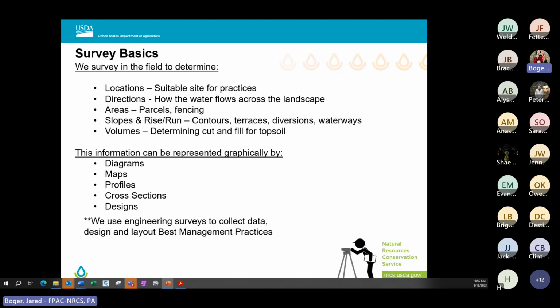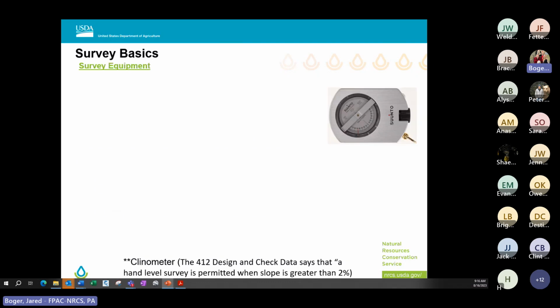We use engineering surveys to collect data, and to design and lay out best management practices. And like I said in the beginning, your survey skills are obtained only through practice. So we can run through all this and look at all these descriptions, but really where you actually learn how to survey is out in the field and through practice.